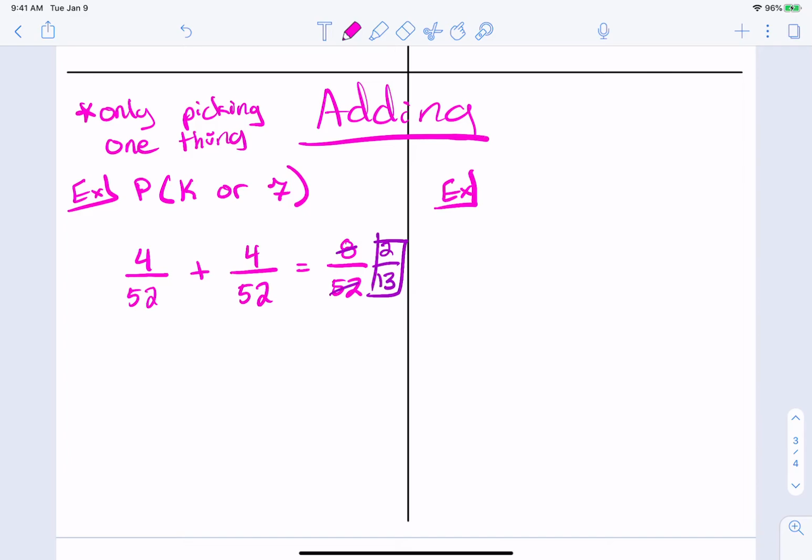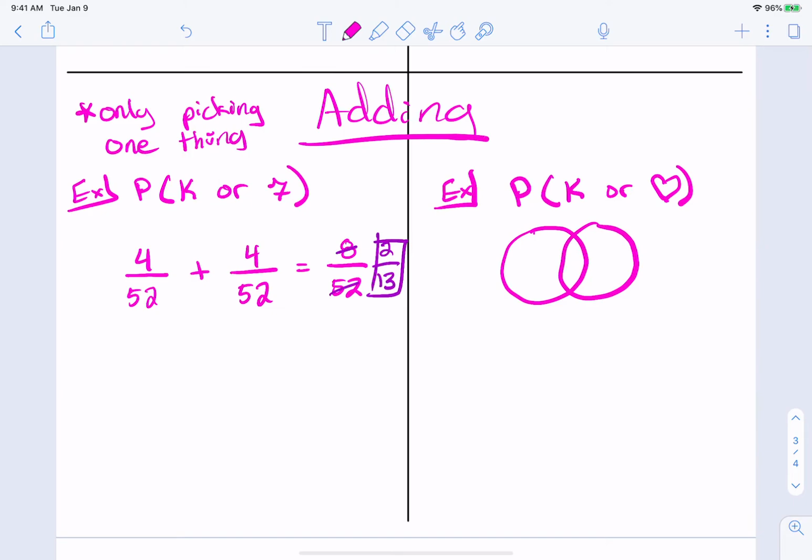All right, next example. Also adding, but I want to know the probability of getting a king or a heart. I'm going to change it just ever so slightly. How many cards am I drawing? Still only one, right? Still only one card, and I want to know whether that card is a king or a heart. Except in this case, I'm going to do 2 little bubbles. Kings versus hearts. Okay? There are 4 kings and there are 13 hearts. Is there a card that is both the king and a heart? Yes. It is the king of hearts, right?